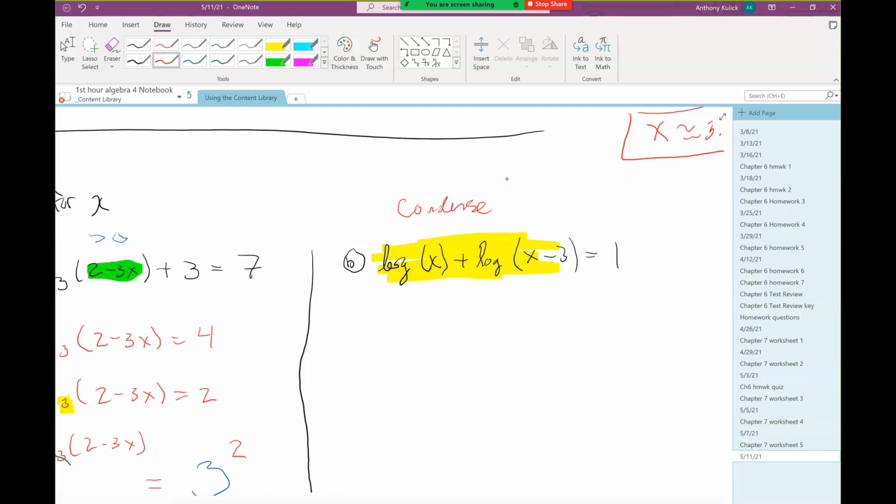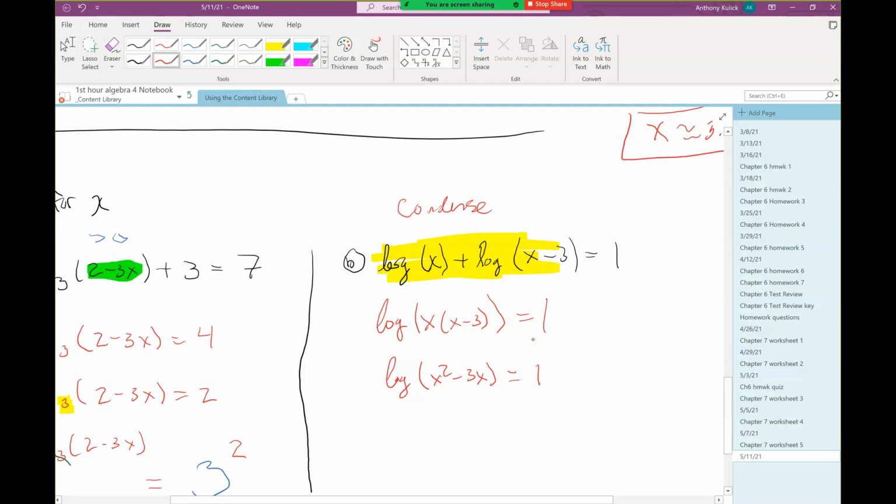So, neither of them have a coefficient, so there's no power property to do. I do see addition, though, between them, so I can do the product property. Everybody happy with that? And I might as well go ahead and multiply the stuff on the inside together. At some point, I'm going to have to do that. Might as well just do it right now.